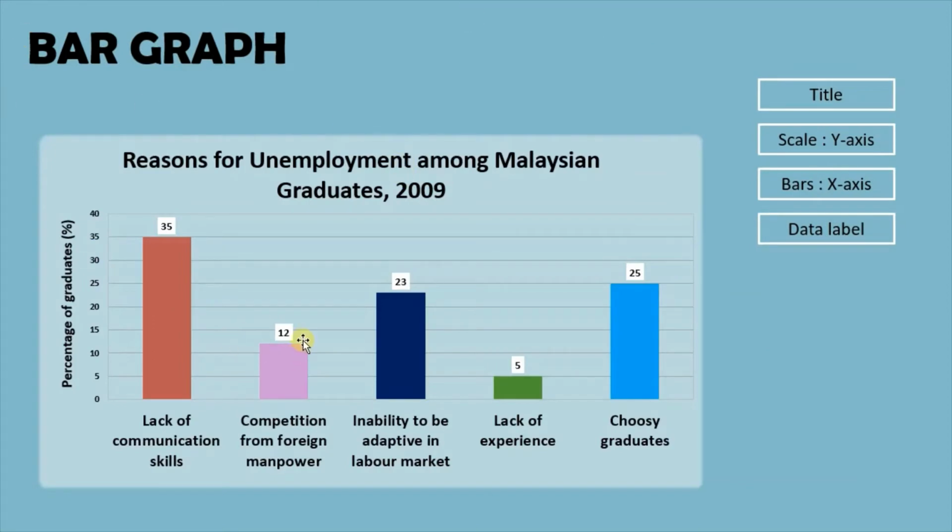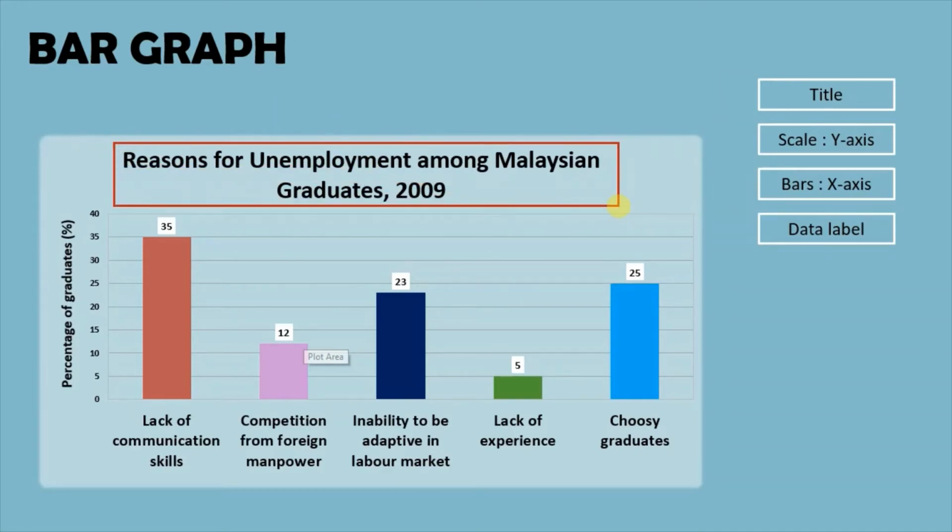Another commonly used chart or graph is bar graph. It usually consists of title, the scale at the y-axis, the category bars at the x-axis, and data labels. For the title of the graph, use keywords to let the audience know what is it all about.